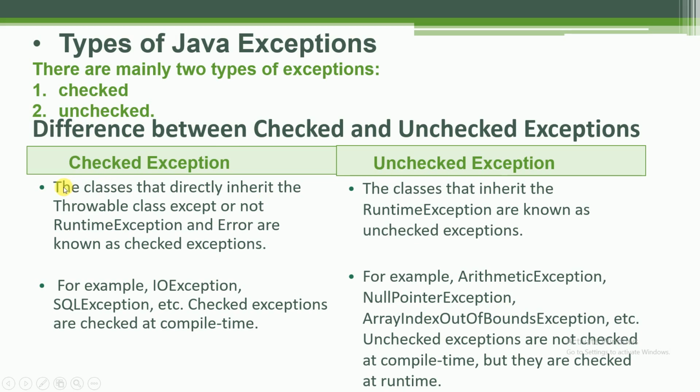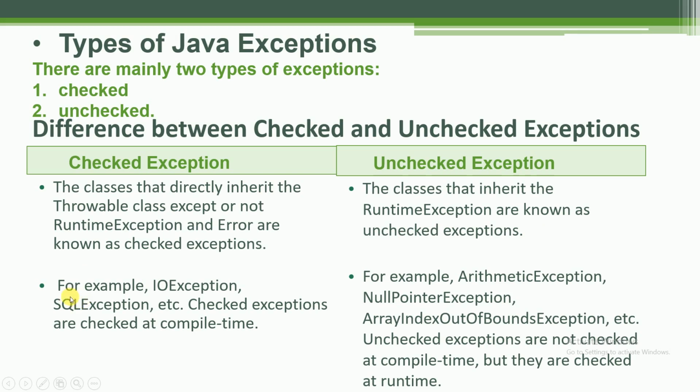Checked exception: the classes that directly inherit the Throwable class, except RuntimeException and Error, are known as checked exceptions. Means this is not a runtime exception, which is called a checked exception. And unchecked exception: the classes that inherit the RuntimeException are known as unchecked exceptions. RuntimeExceptions are known as unchecked exceptions.